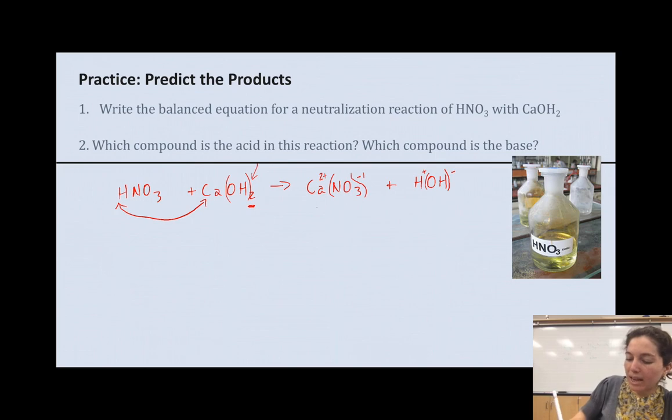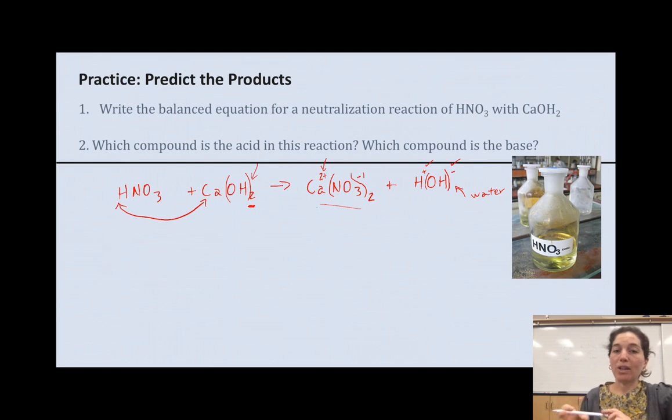So this would be Ca(NO3)2 because of this charge here, our drop and swap. This one's fine because these charges balance out each other. So that's good. This is water. Okay. And this is our new product.